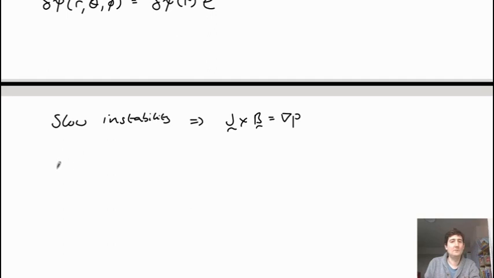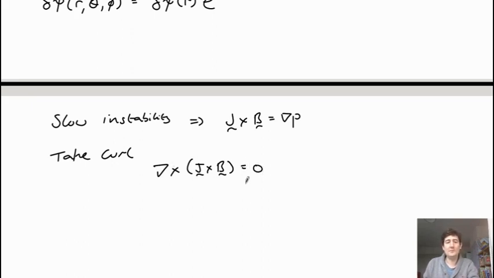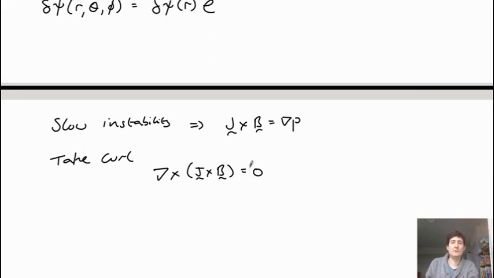And so what we can do is take the curl of this equation, and the motivation for doing that is that curl of the gradient is identically 0. And so this gets rid of anything to do with pressure. And so we just have the curl of J cross B is always equal to 0. And then we can put in the perturbation. So we can look at when we perturb this, what happens.